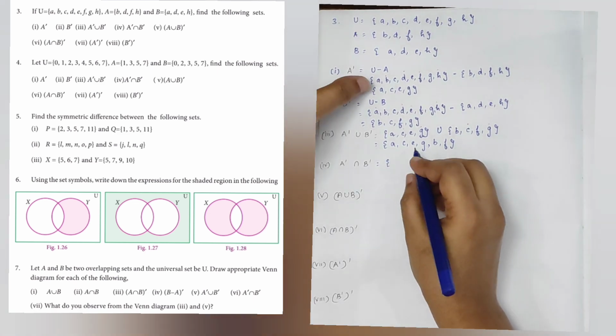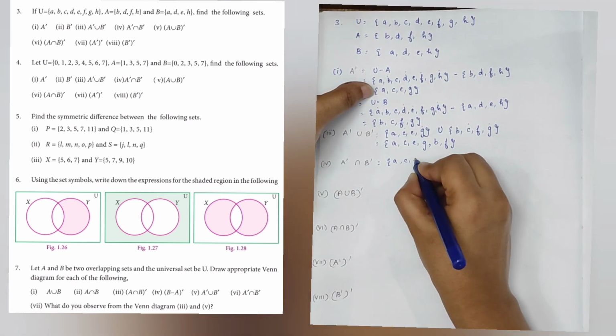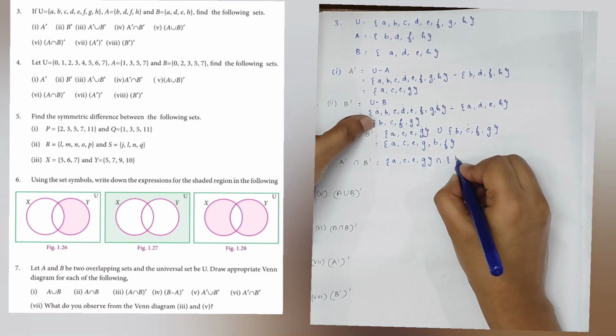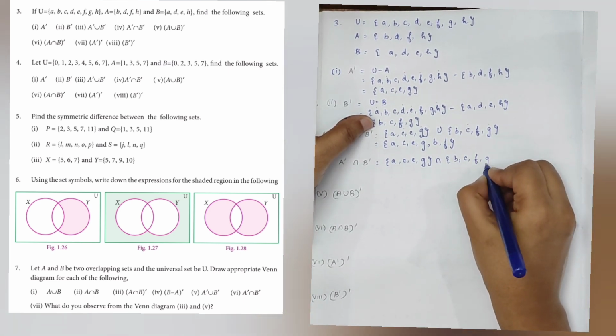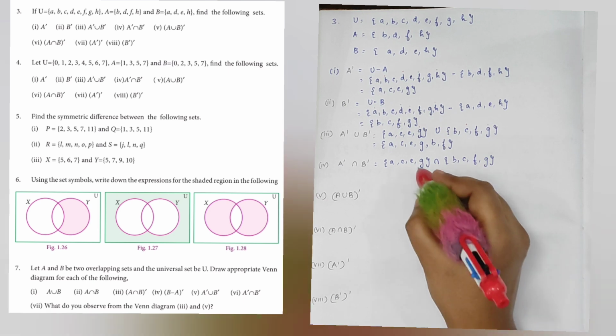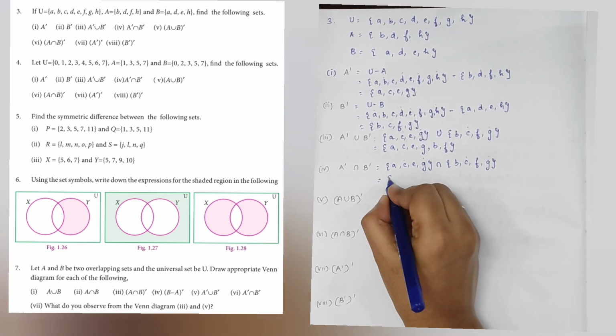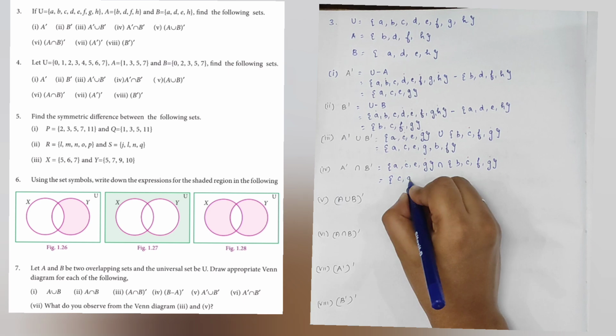List out the elements of A complement, that is A, C, E, G intersection B complement, that is B, C, F, G. Now mark the common element that is C and G. So here for intersection, you're going to write only the common elements, that is C and G.